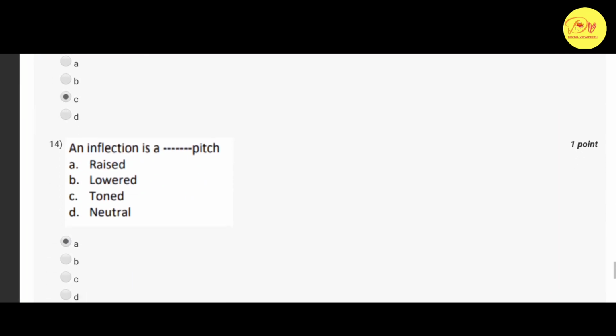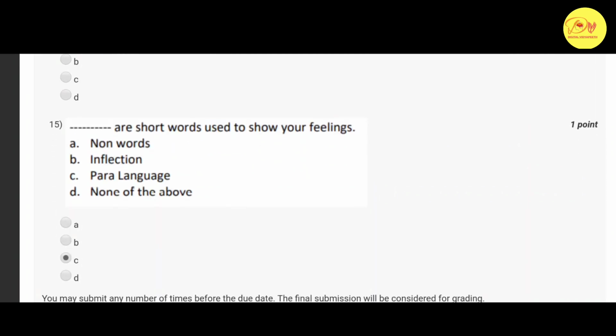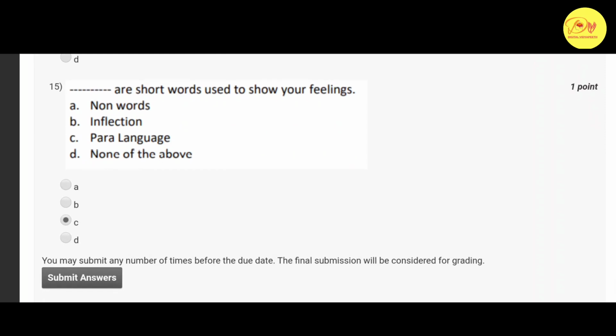And the second last one, that is 14th question, an inflection is a dash pitch. Correct option is A, raised. And the last one, that is 15th question, dash are short words used to show your feelings. Correct option is C, paralanguage.